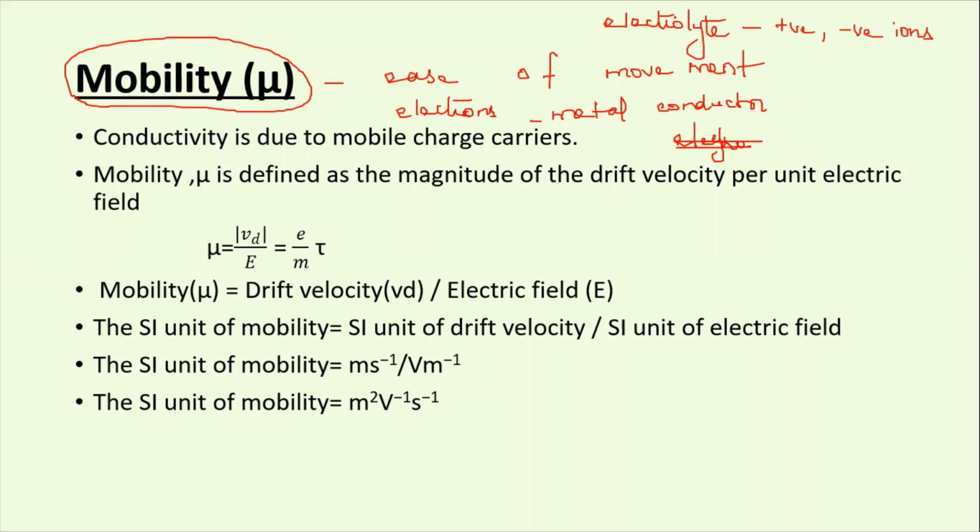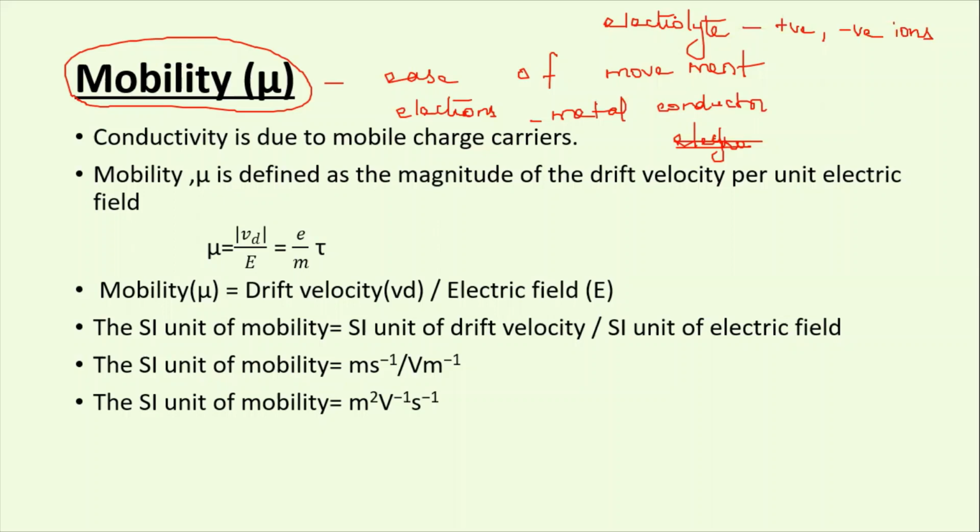Okay, so different materials will have different types of mobile carriers depending upon the nature of the material. For conductors, it is electrons. For electrolyte solution, it will be positive and negative ions. And if it is an ionized gas, electrons and positively charged ions. Okay. And what is the need for mobility?